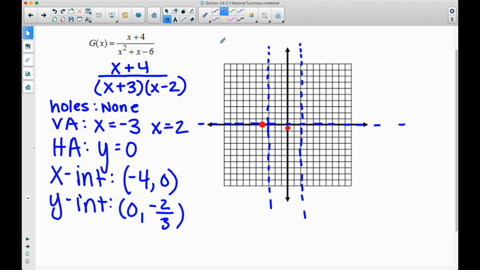Okay. So, looking at the left-hand side, I don't know if it starts up here and slightly goes below this horizontal asymptote, or does it go like that? So that's why we're going to check another point. If this is -4, I'm going to plug in -5 into the equation.